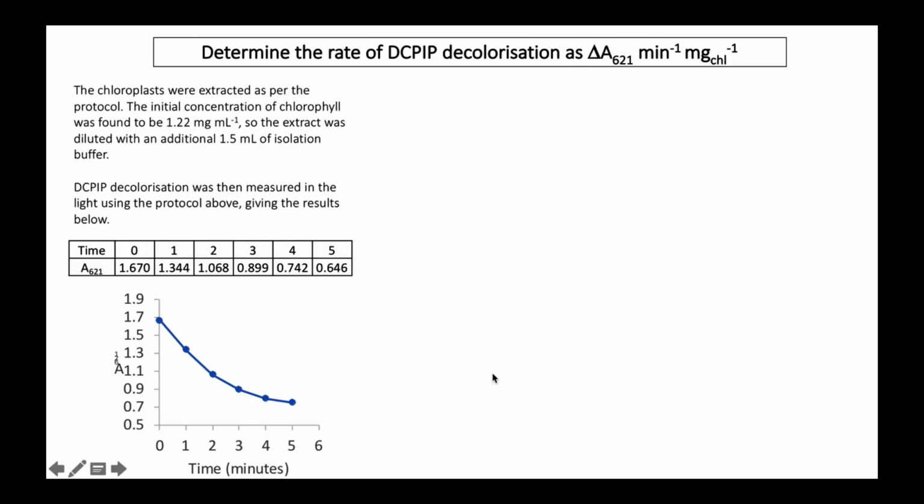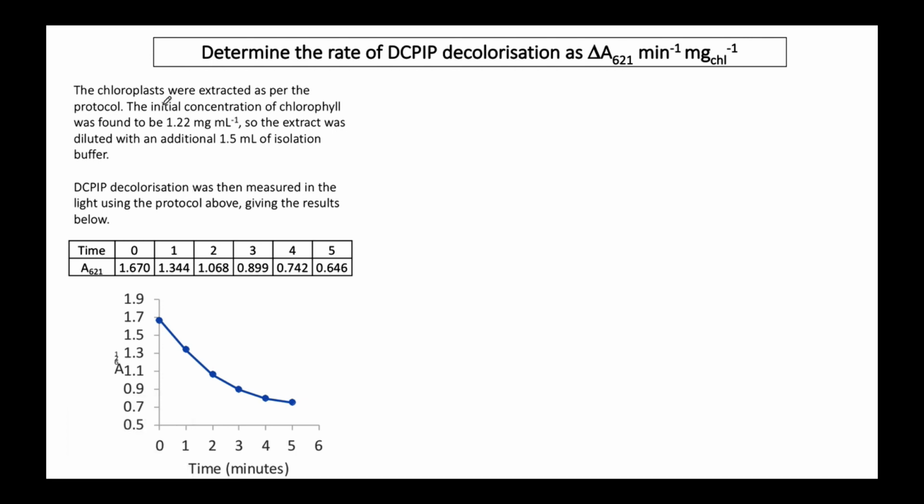So we're giving you some example data, and what we're asking you to do is to determine the rate of DCPIP decolorization in terms of change in absorbance units. So delta equals change, A621 is the absorbance units per minute per milligram of chlorophyll. We've got a little bit of information on the left-hand side here.